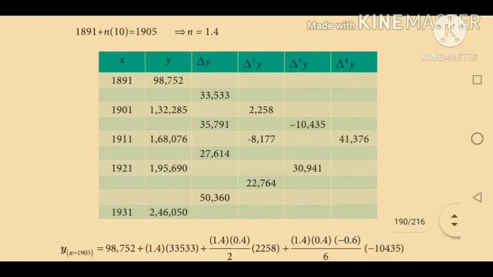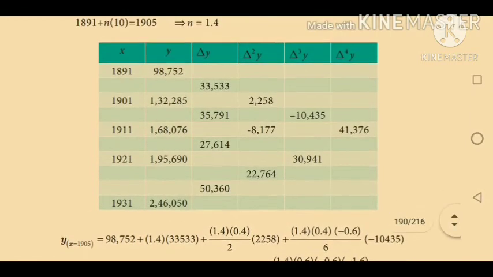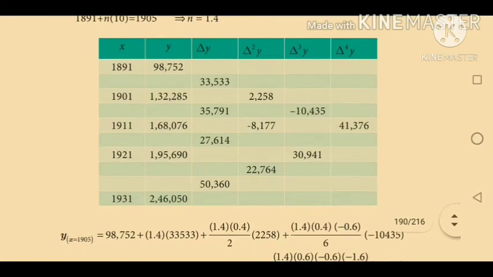Okay, now find delta y, delta square y, delta cube y, and delta 4y by applying the same formula, that is second term minus first term. Here 1,32,285 minus 98,752, we are getting 33,533. Likewise 1,68,076 minus 1,32,285, we are getting 35,791. Likewise, you find the value of delta y, delta square y, delta cube y, and delta 4y.